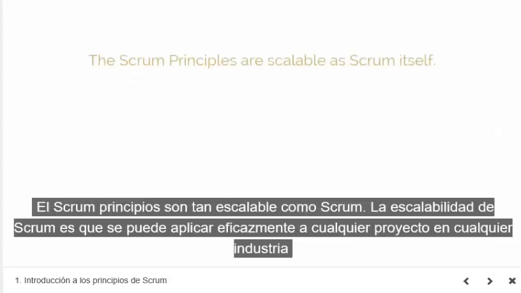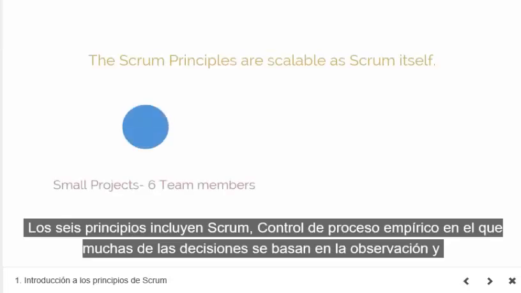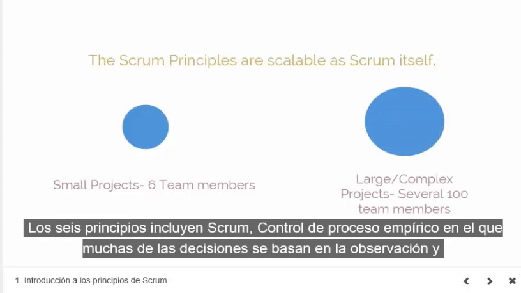The Scrum principles are as scalable as Scrum itself. The scalability of Scrum is that it can be applied effectively to any project in any industry, be it small projects with teams of 6 members or large, complex projects with up to several hundred team members.